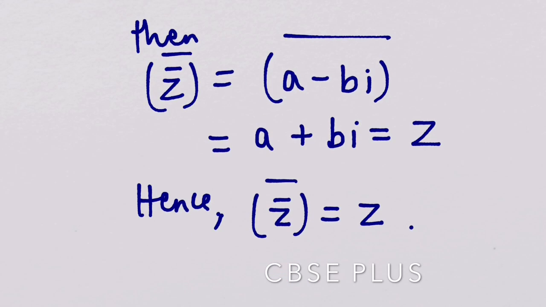Then again, if we find the conjugate one more time, so this is the previous result we got. Again we find the conjugate, so finding the conjugate is actually changing the sign. We change this sign to plus, and a plus b iota, as we know, is z. So hence the conjugate of the conjugate gives the number itself.